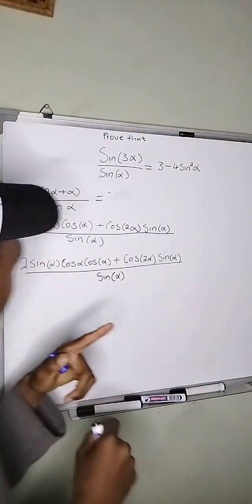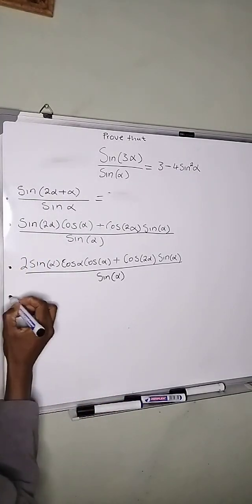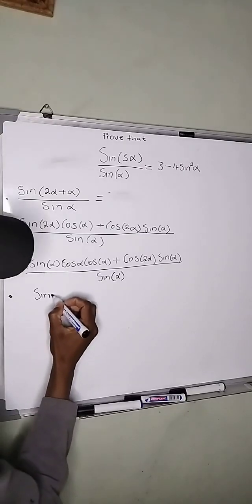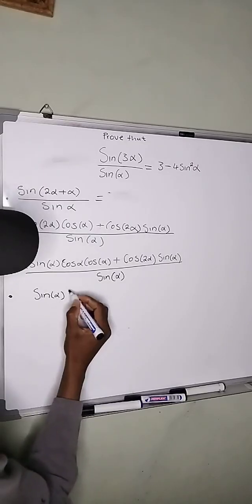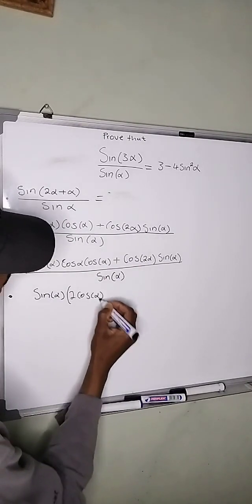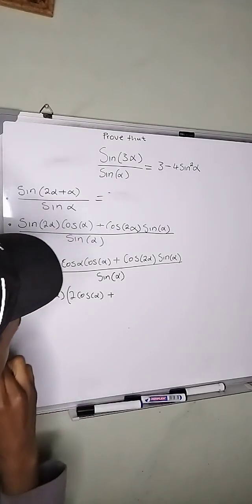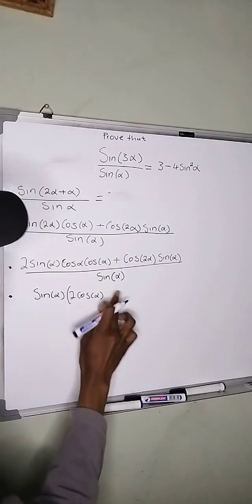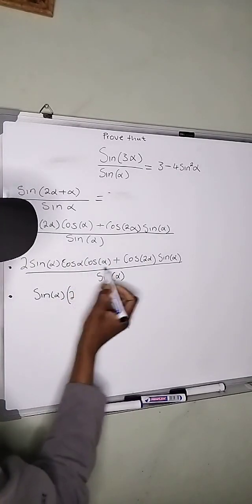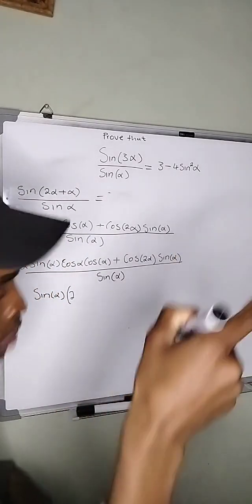So, sine alpha, obviously, I'm just going to do what? I'm just going to do like this. I'm going to take out this guy, sine alpha, then 2 cos alpha plus, and plus what? If I multiply the 2, this is going to be 2 cos squared alpha, right? Yes, thank you very much.